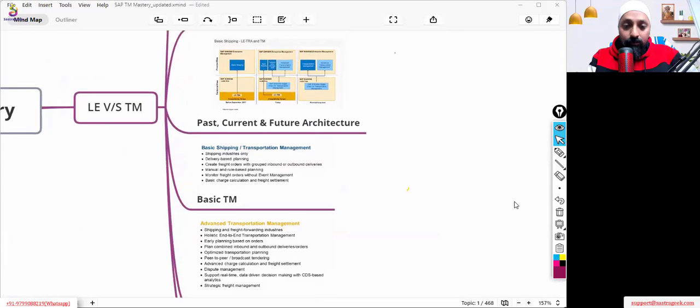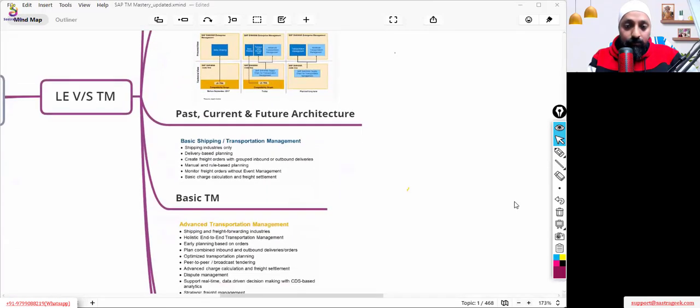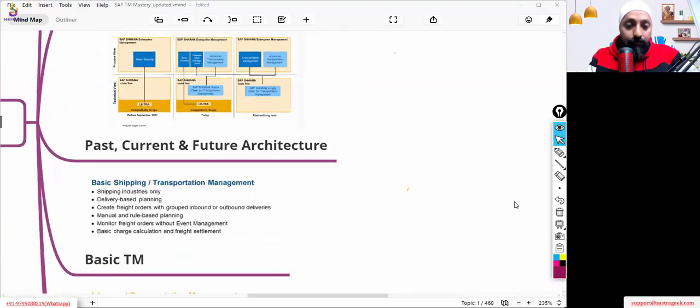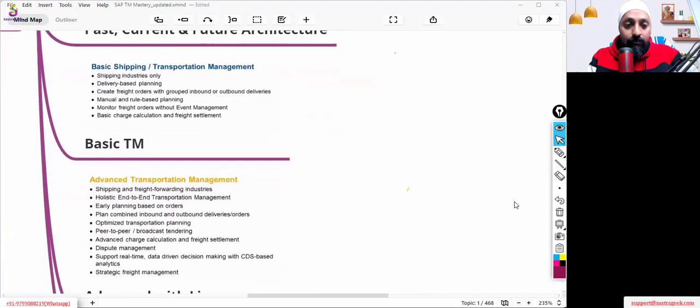So this is the difference between basic shipping and transportation management, advanced shipping. So this is also a difference between your classic TM and the advanced TM. Now it is only for the shipping industry. Shipping industry means your shipper scenario here. This is only for shipper scenario. This advanced TM you can use for shipper.